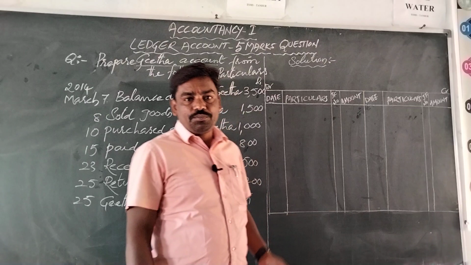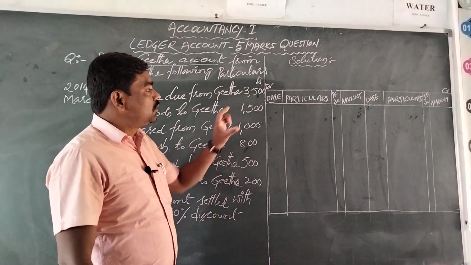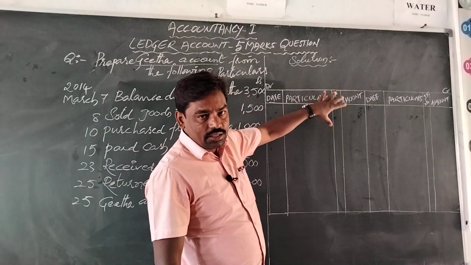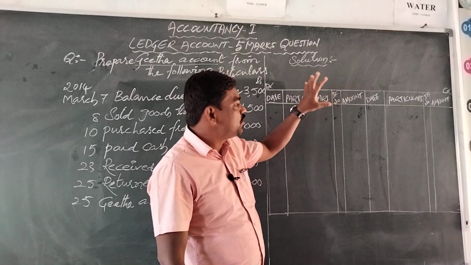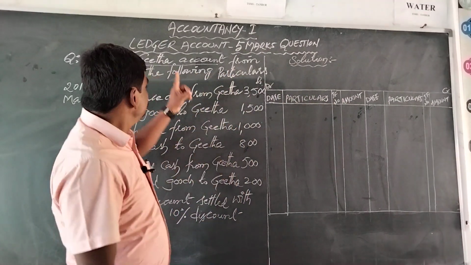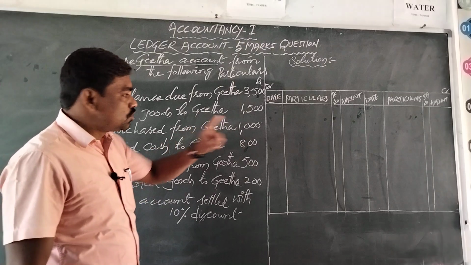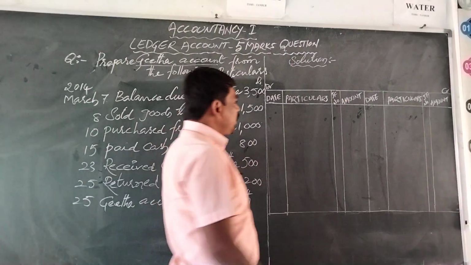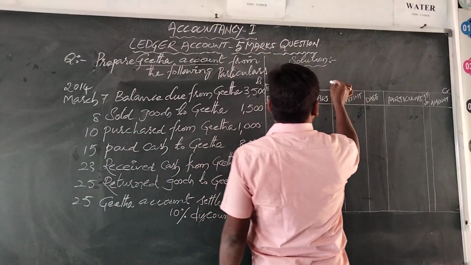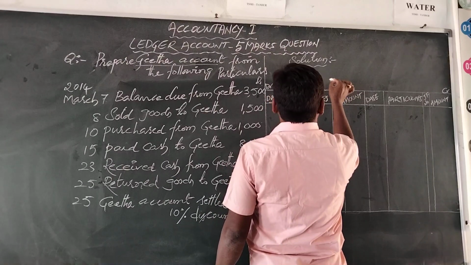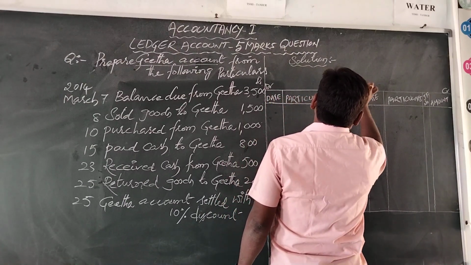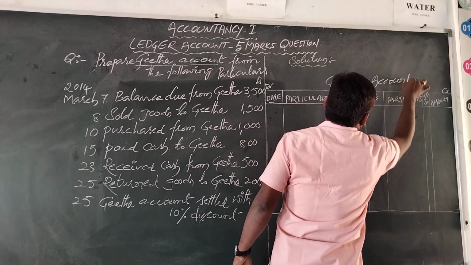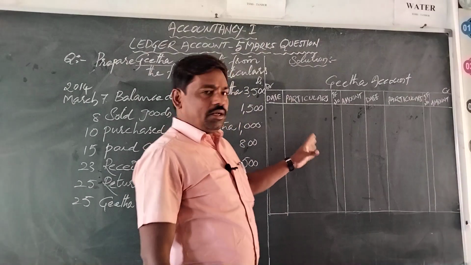After preparation of the ledger pro forma, you need to write the account name above the ledger account as a title. Whose account are we asked to prepare here? We are asked to prepare Geeta account. So you write on the top of the ledger pro forma the name of the person, Geeta account. Here you prepared Geeta account.